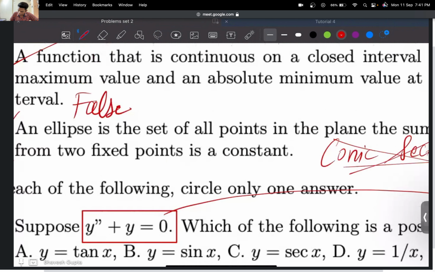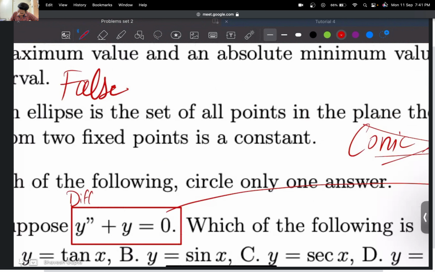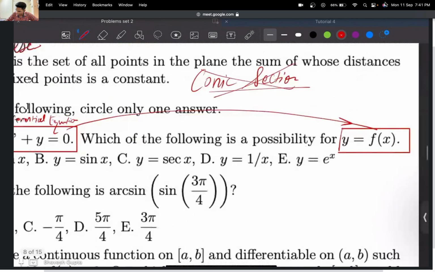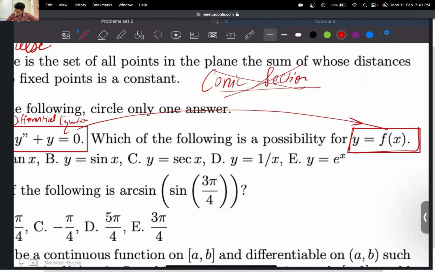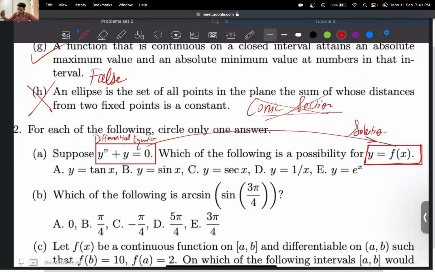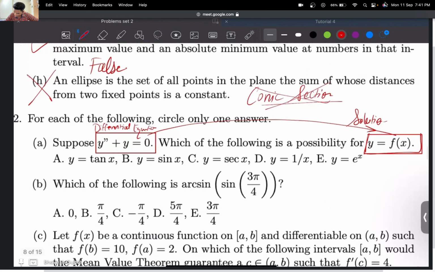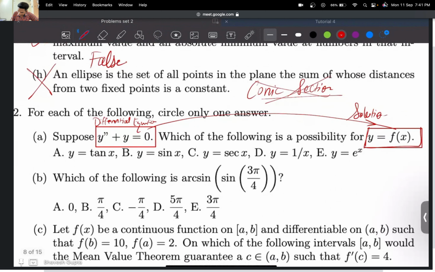So this is actually a differential equation. Those who know what a differential equation is can relate to what I am trying to say. And if you solve this differential equation, you will find this solution. It's claiming that the possible solutions will be either tan x, sin x, sec x, or 1 over x.